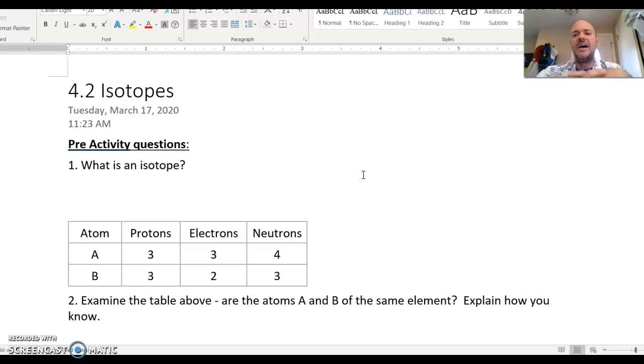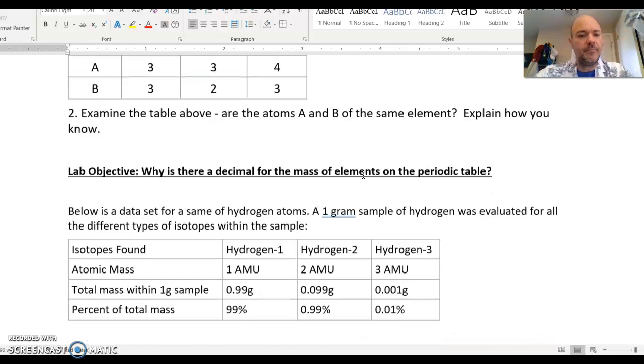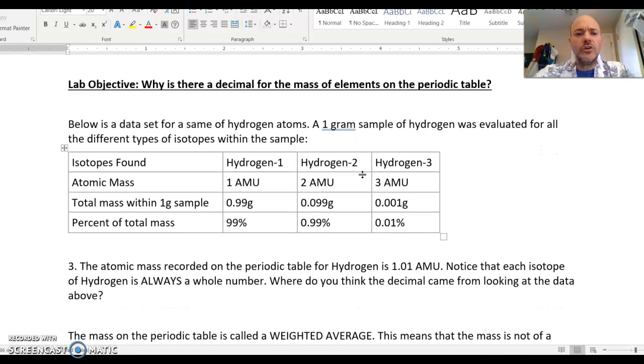Isotopes are atoms of the same element that have a different mass. So they have the same number of protons but a different number of neutrons. So we want to think about that. When we're looking at isotopes, one of the things we're going to talk about a lot is atomic mass. And we've talked about mass quite a bit already.